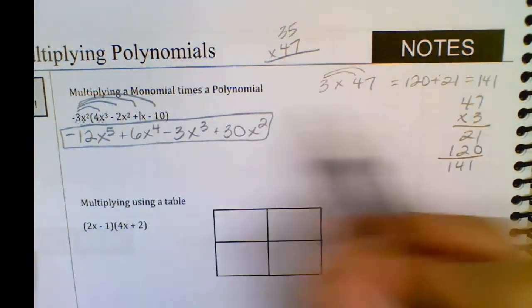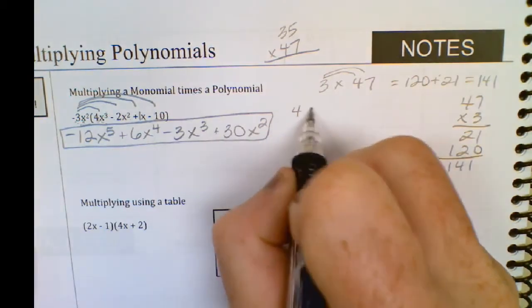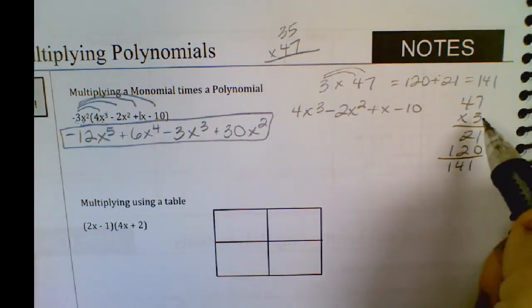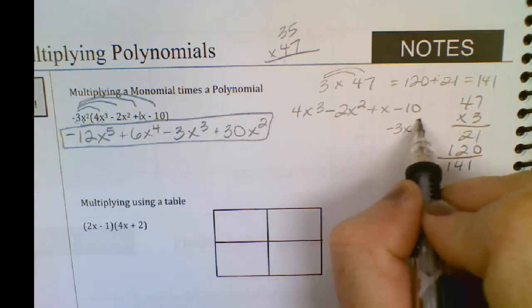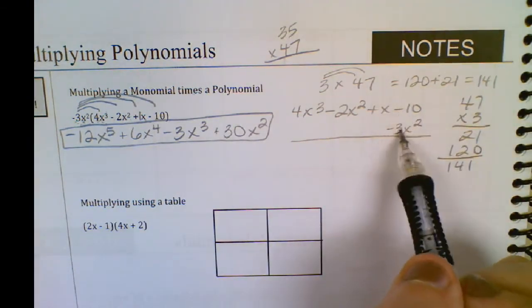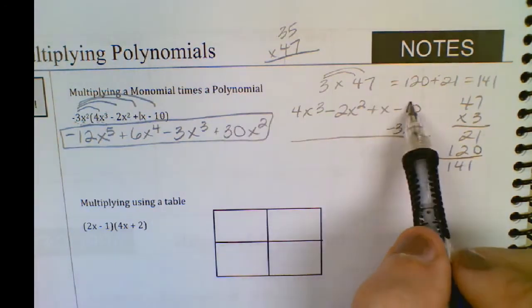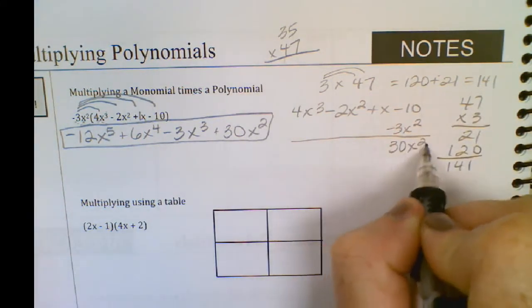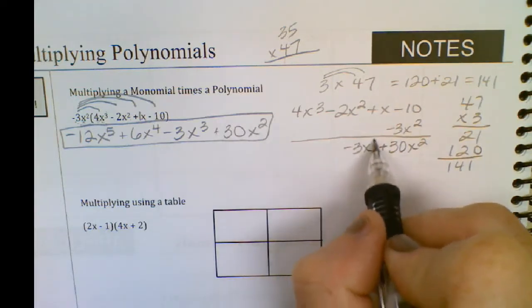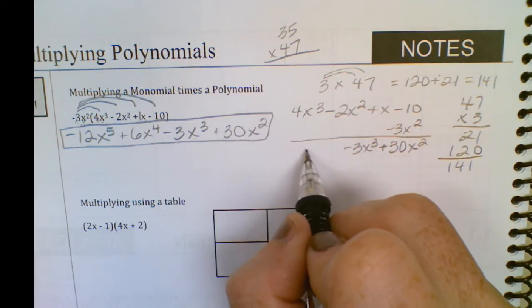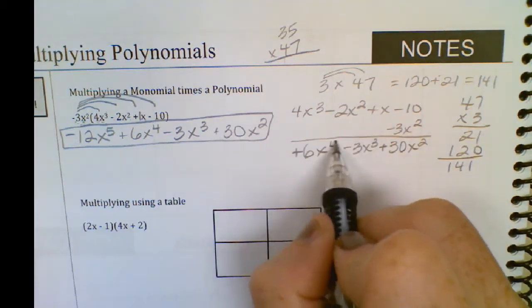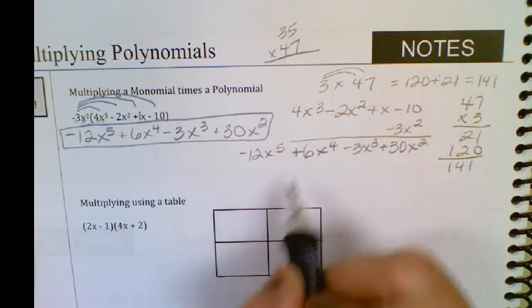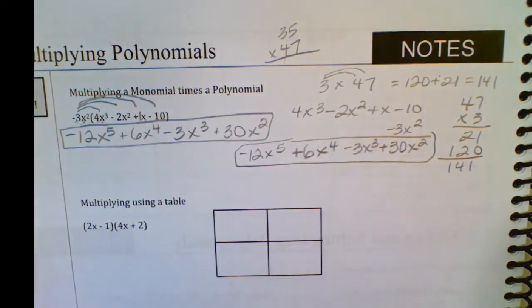Like you would do here, I'm going to stack the larger polynomial on top. So I have 4x cubed minus 2x squared plus x minus 10. And then on the bottom I'm going to put negative 3x squared. You essentially are just going to multiply that negative 3x squared times each of those terms, just like you multiplied the 3 to each of these terms. So we get positive 30x squared, negative 3x cubed, and negative 2 times negative 3 is 6, x squared times x squared is x to the 4th, and negative 3 times 4 is negative 12, x squared times x cubed is x to the 5th. So either way you do that, you're going to end up with identical answers.